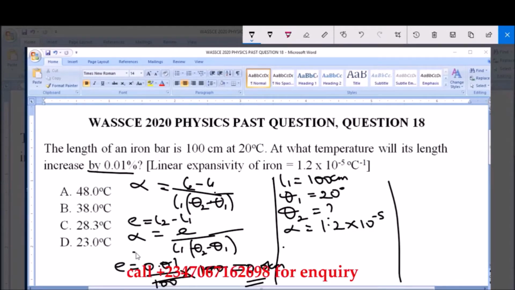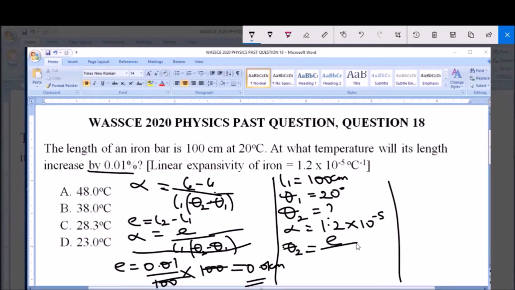Now from this given formula here, we can deduce that theta2, which is what we are asked to look for, is equal to the increase in length all over linear expansivity multiplied by the initial length, plus the initial temperature, which is theta1. Because when you cross multiply this linear expansivity, you multiply this, leaving you with e here on the right hand side. Now when you divide both sides by the linear expansivity and the initial length, you have theta2 minus theta1 here equal to e all over linear expansivity multiplied by the initial length. Then adding the initial temperature to both sides will now give you this formula.